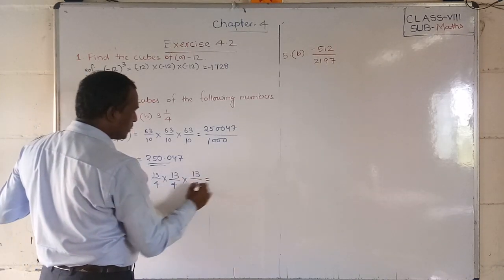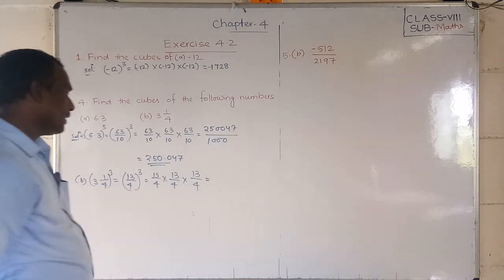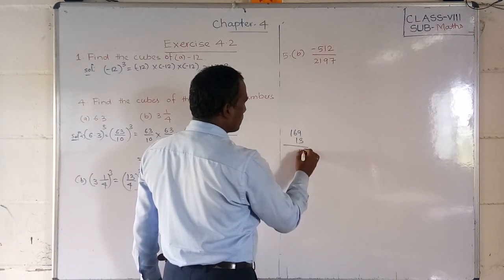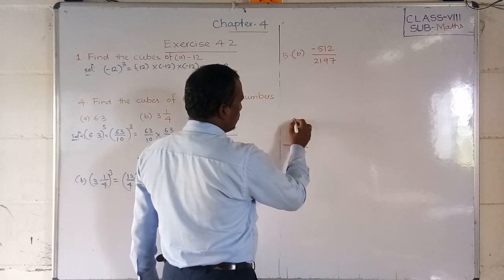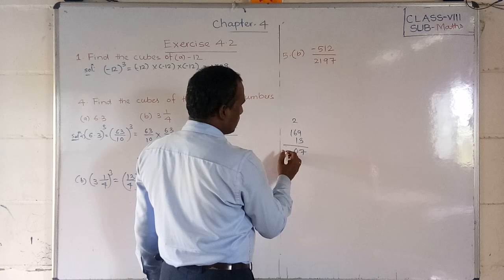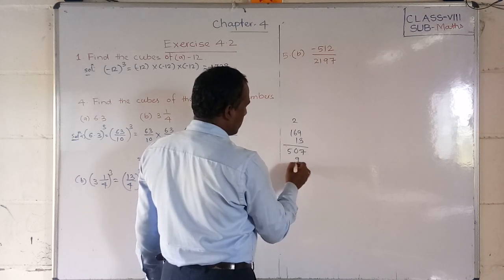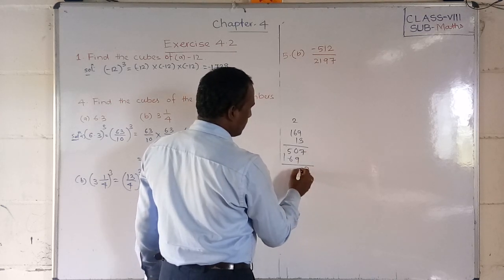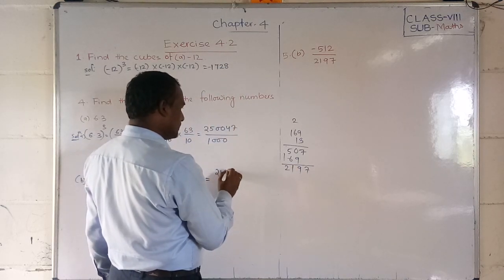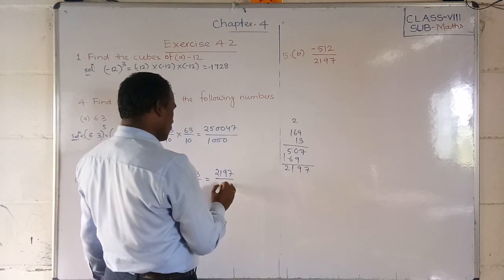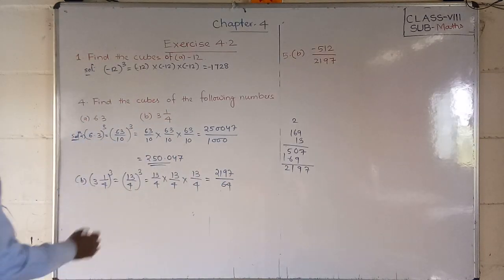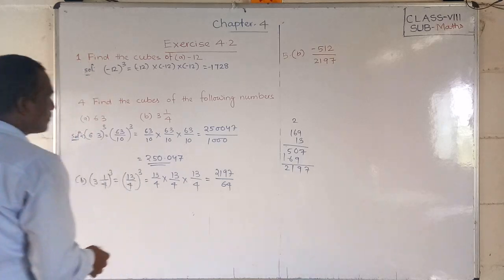How much will we get, friends? 13 times 13 is 169, so 169 into 13. 3 times 9 is 27, and continuing the multiplication, we get 2197. And 4 times 4 times 4 is 64. So this is our cube of the number, 2197 by 64.